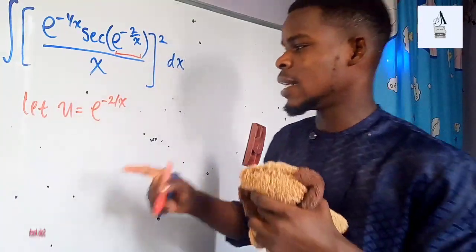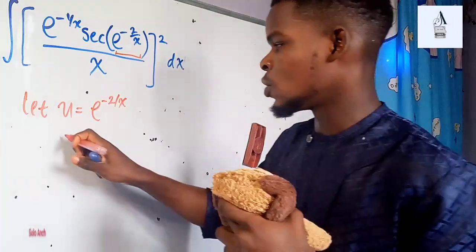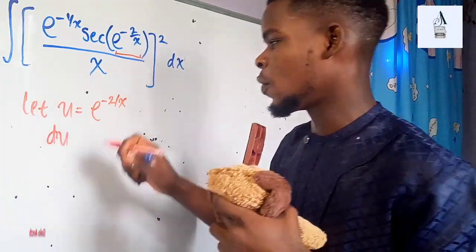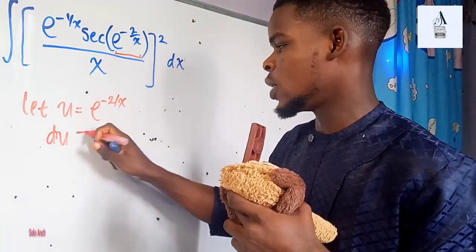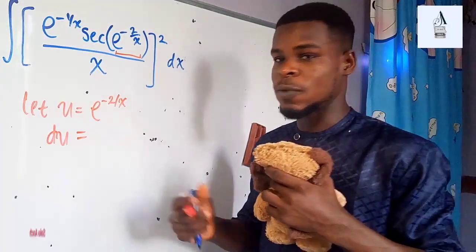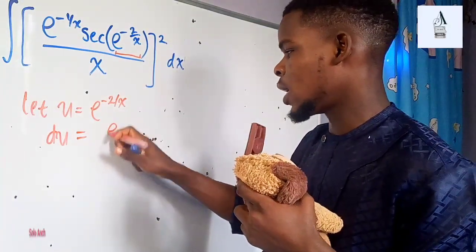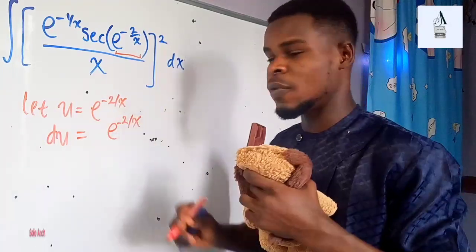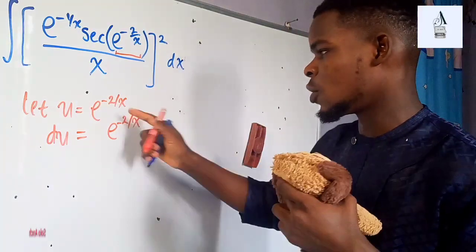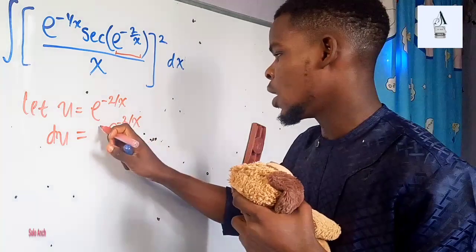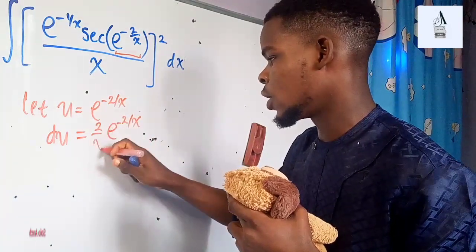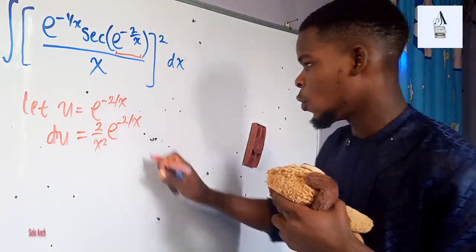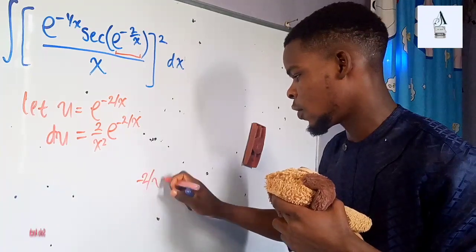And then this begs to be differentiated. So we're going to have the derivative of u with respect to x. When you differentiate the exponential function of a thing, first of all, know that the exponential function will remain, and then we take the derivative of the power. So real quick, the derivative of this will just be 2 over x squared.